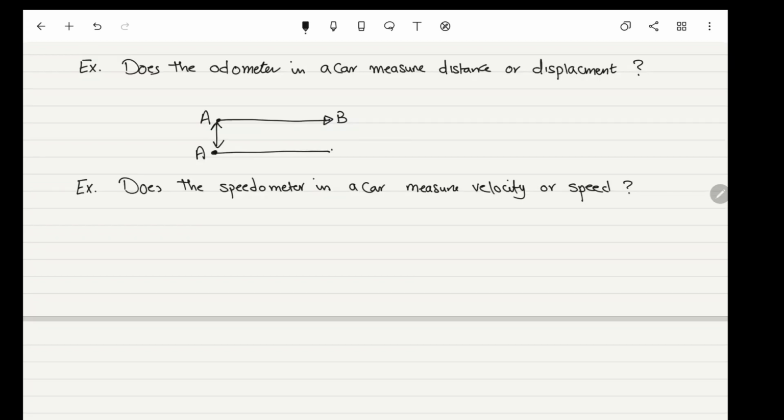Another example, does the speedometer in the car measure a velocity or speed? Obviously, a speedometer in a car measures speed, not velocity. Velocity is a vector quantity which depends on the direction, but the speedometer doesn't care about the direction. It does measure the magnitude of the velocity, which is in this case speed.